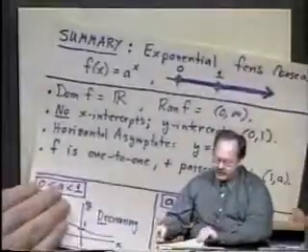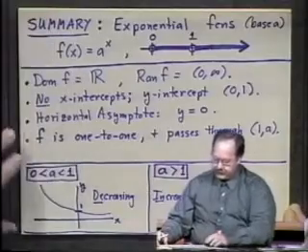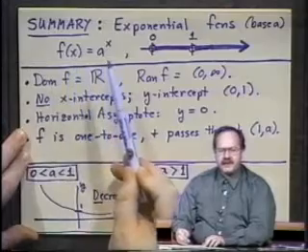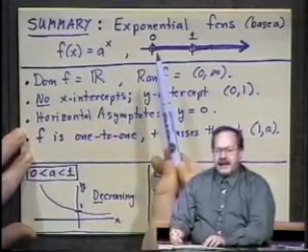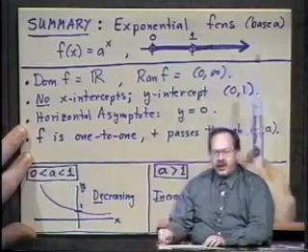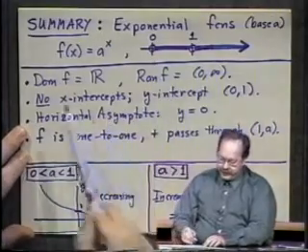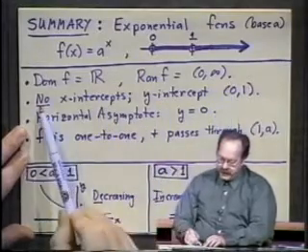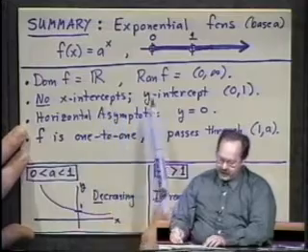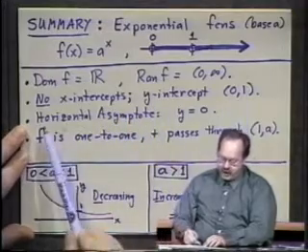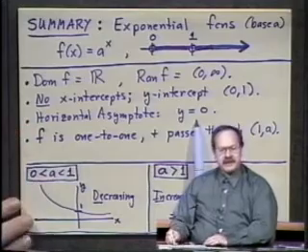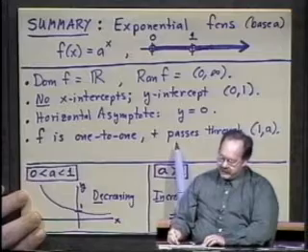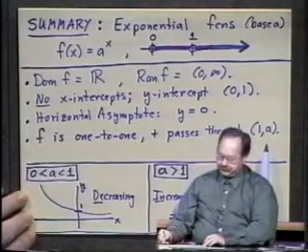So here's my summary page for exponential functions with base a. They look like this: f of x equals a to the x. And the a's come out of the region 0 to 1, or 1 to infinity, not including 0 or 1. The domain is always the real numbers. The range is always 0 to infinity. There are no x-intercepts. The y-intercept is (0, 1). The horizontal asymptote is y equals 0, the x-axis in both cases. f is 1 to 1 in both cases, and passes through the point (1, a).